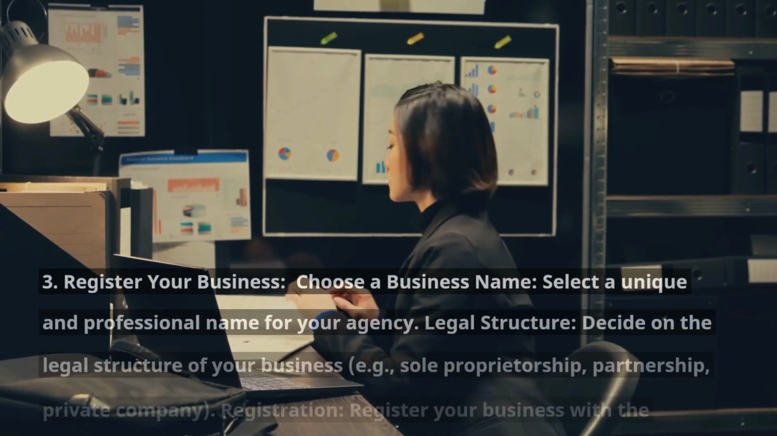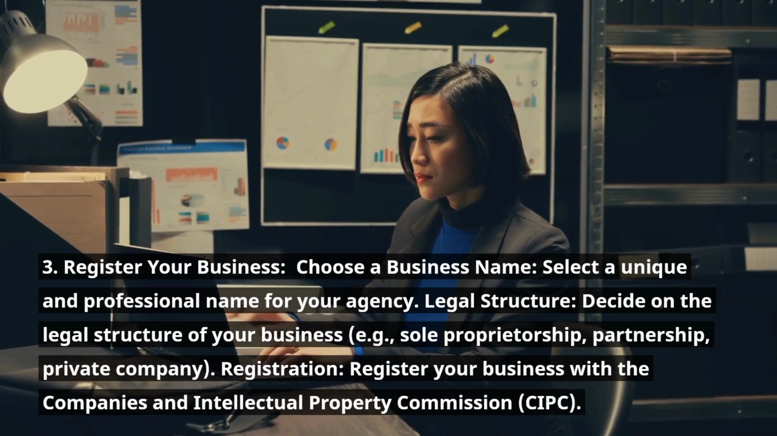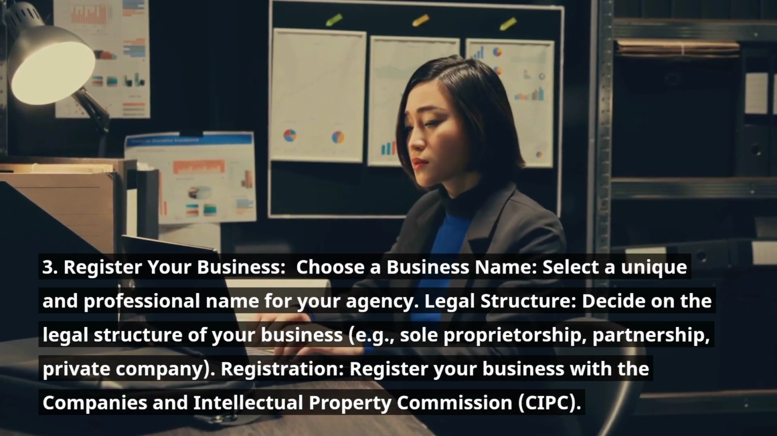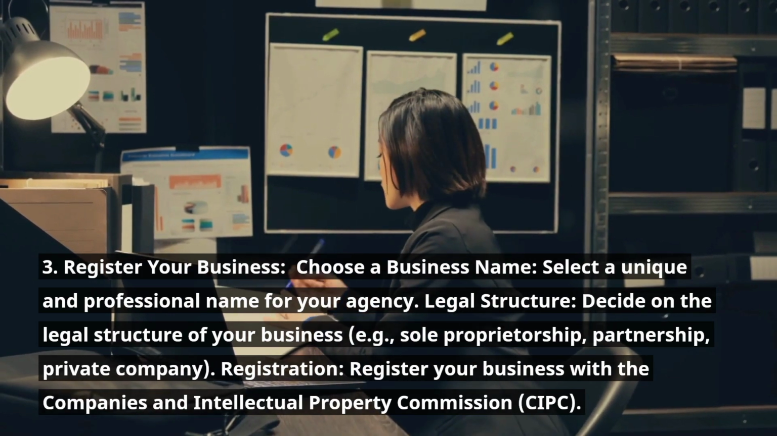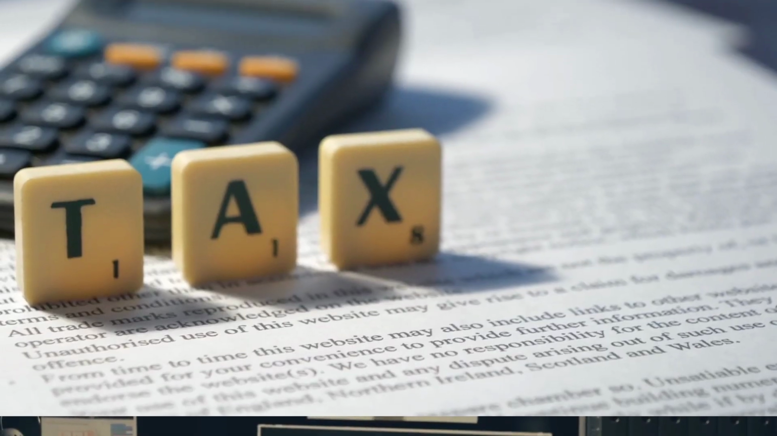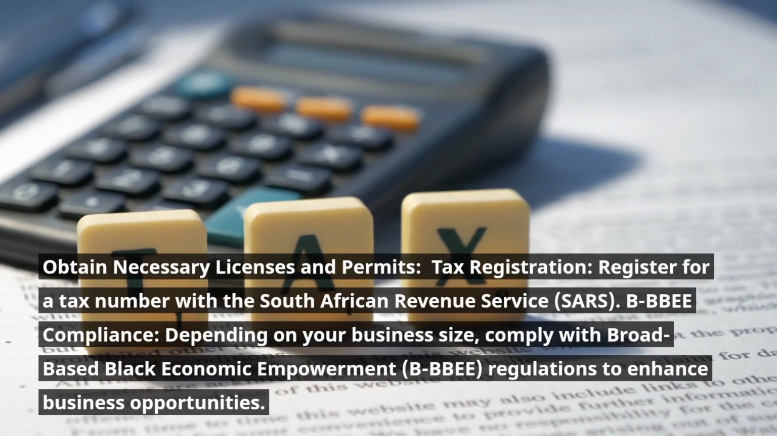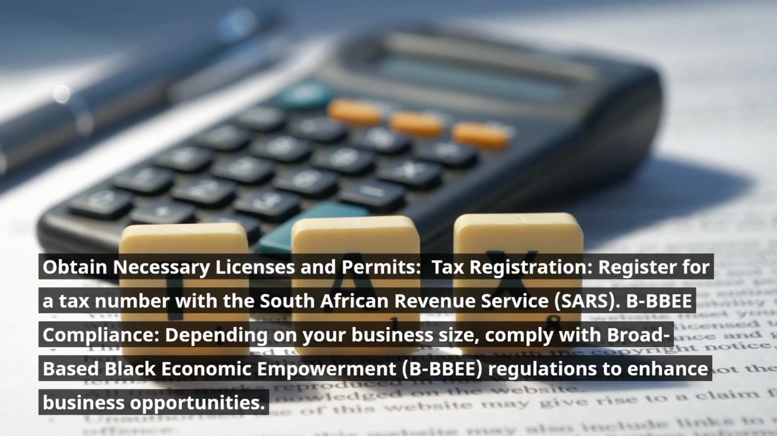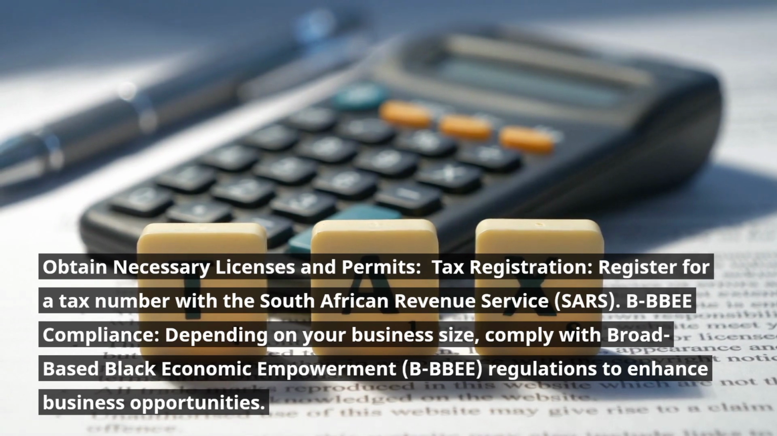3. Register your business. Choose a business name: select a unique and professional name for your agency. Legal structure: decide on the legal structure of your business, for example, sole proprietorship, partnership, private company. Registration: register your business with the Companies and Intellectual Property Commission, CIPC. Obtain necessary licenses and permits. Tax registration: register for a tax number with the South African Revenue Service, SARS. BBBEE compliance: depending on your business size, comply with broad-based Black Economic Empowerment, BBBEE, regulations to enhance business opportunities.